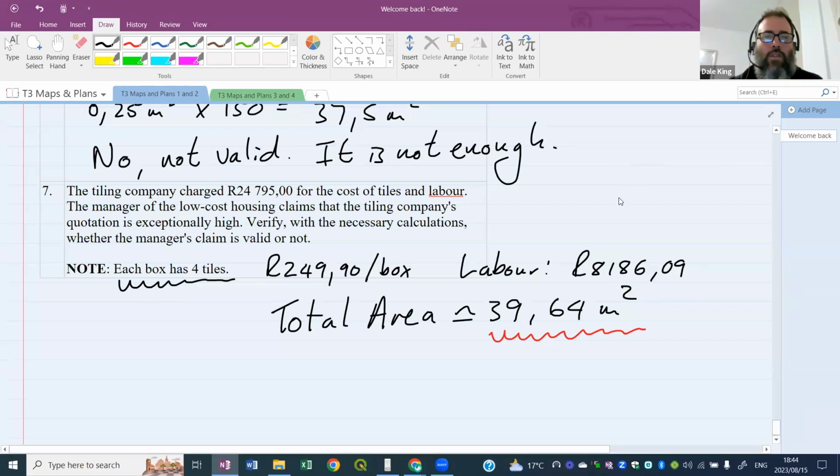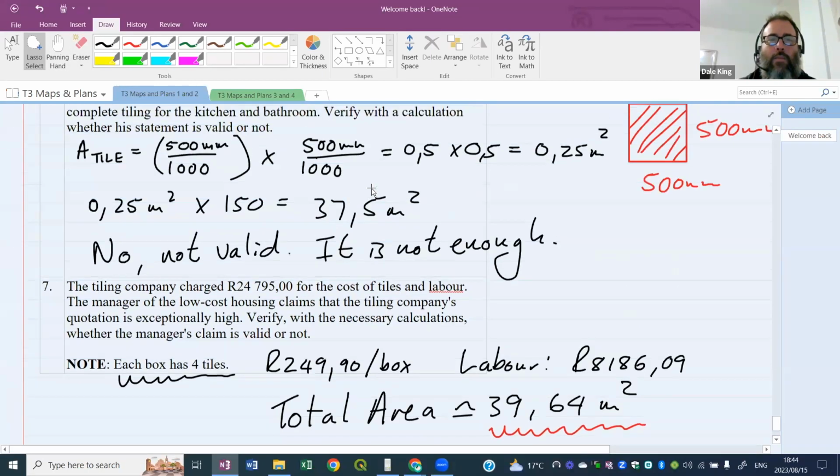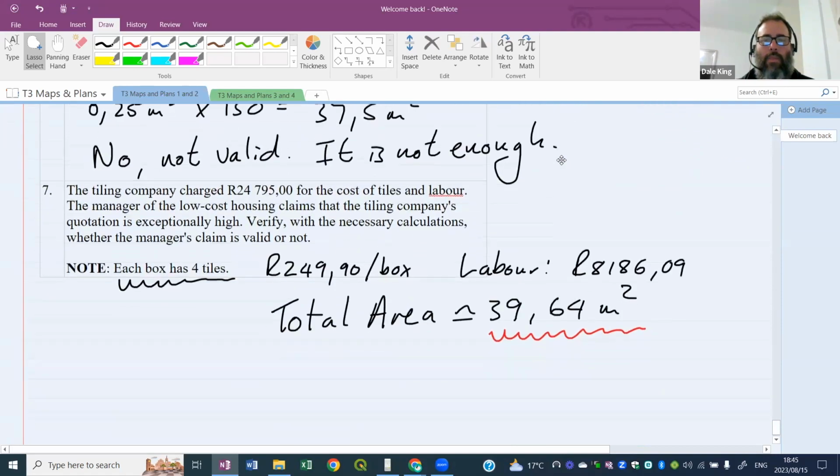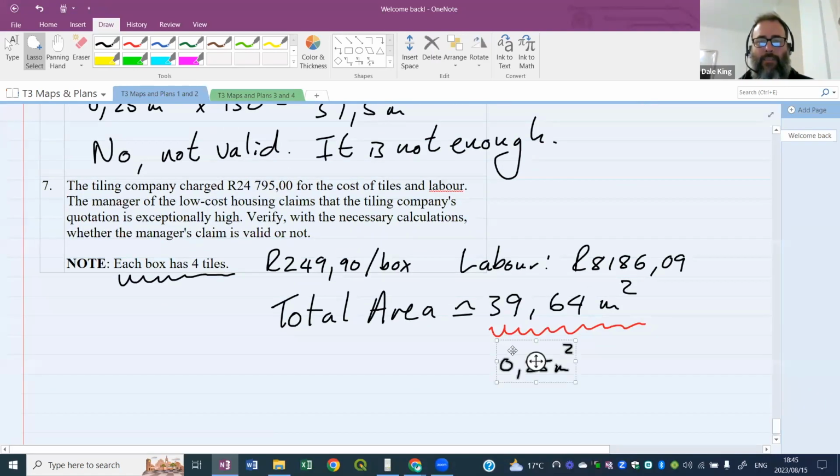Where do we start? First of all, you need to work out how many towels you need. All right, let's bring down the towel information. I'll bring this information down. This is the area of one towel. That's the area for one towel.